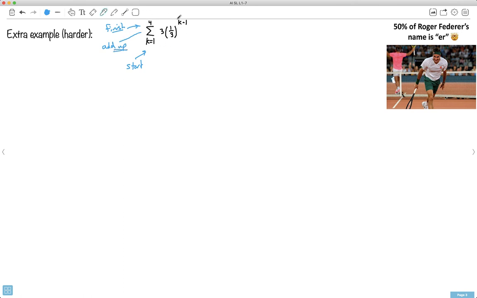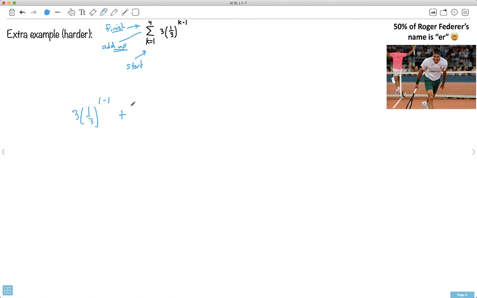Although it looks really complicated, we could just open this one up. We'll start off with k equals 1, which means I'm going to have 3 times 1/3 to the power of 1 minus 1. I'll just write it all out like this. Then it says to add up, right? That's what sigma means. So I go plus.